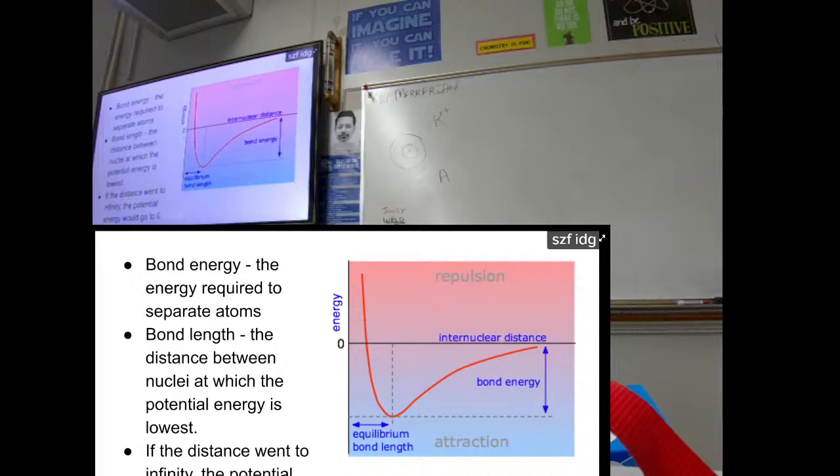Okay. So these are two terms you really want to become familiar with. And when I say them, you should think, okay, that's bond energy, that's bond length. Bond length is the distance between nuclei at which the potential energy is the lowest. So that's 74 picometers for H2. That's the bond length.